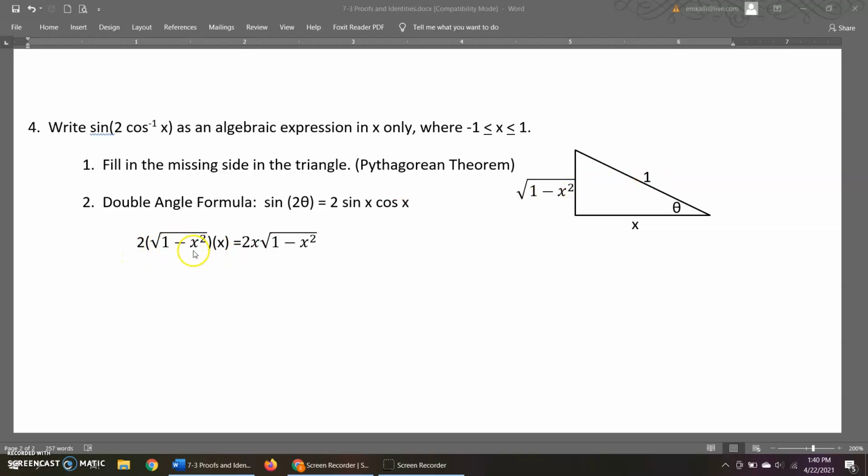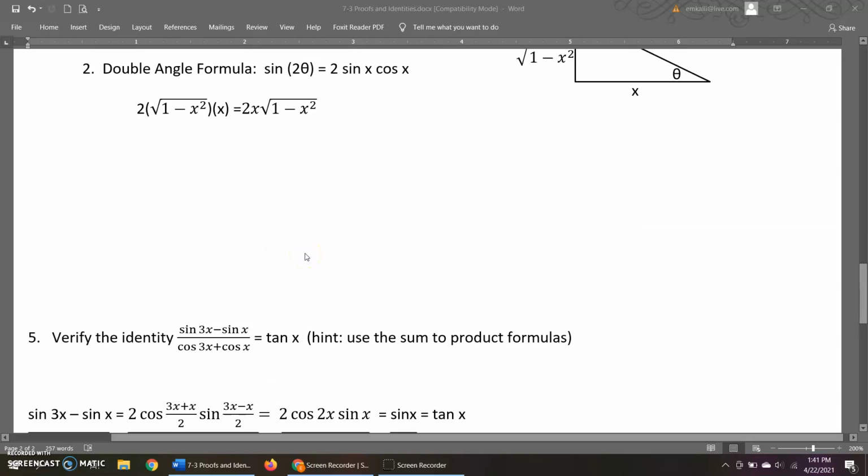So 2, that square root, divided by 1 is just that square root. And then cosine of the angle, we already know, is x over 1. So x divided by 1 is just x. And then all I did was rearrange it. I put all of my things that are multiplied by the square root in front, and then the square root at the end. Now we have one last question to talk about.